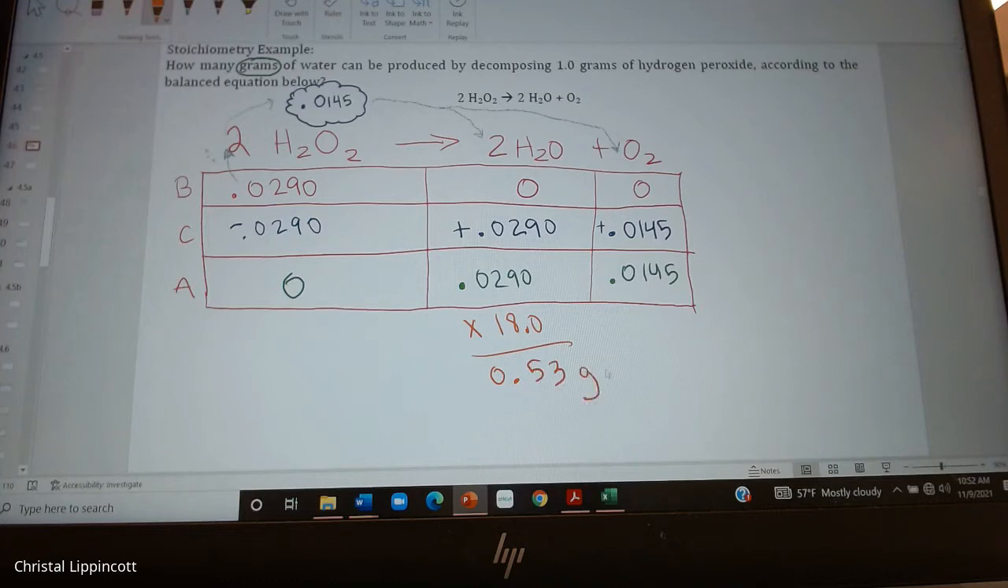0.53 grams of H2O. Why only 2 sig figs here when I was making you carry 3 up here? Right, this is your measured amount. You want to end up with the same number of sig figs in your answer. All right, questions on that stoich? All right, so that was an intro problem.